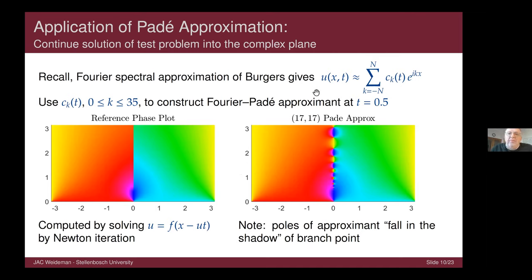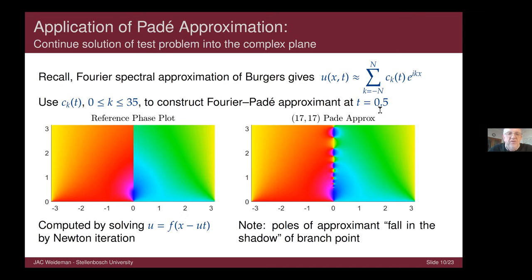So again, in our Burgers equation, we now have this Fourier series that we've computed by our Fourier spectral method. And now let's use the first 36 coefficients to construct Padé approximants. Well, it will be Fourier Padé approximants because we have a Fourier series. So over here on the left is what I believe to be the exact solution for all practical purposes, because I've just solved the implicit solution formula to high accuracy.